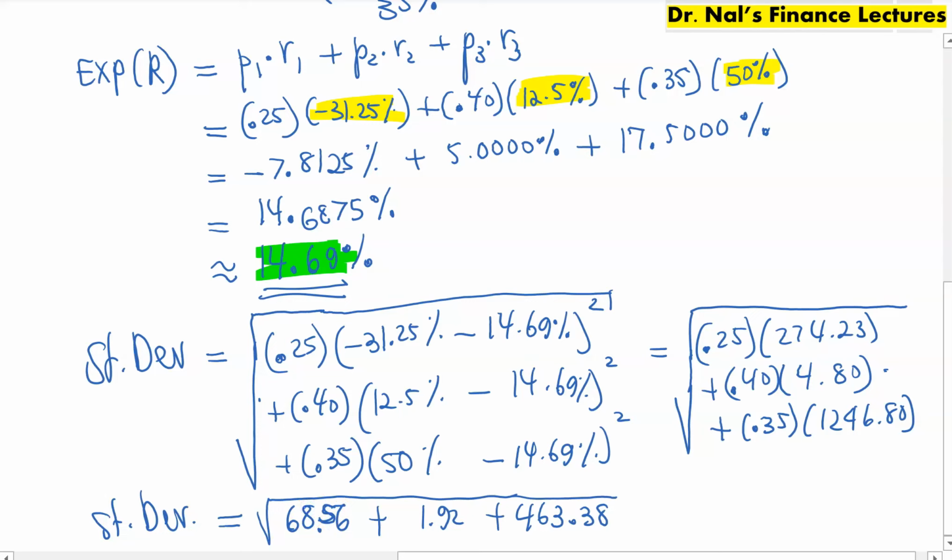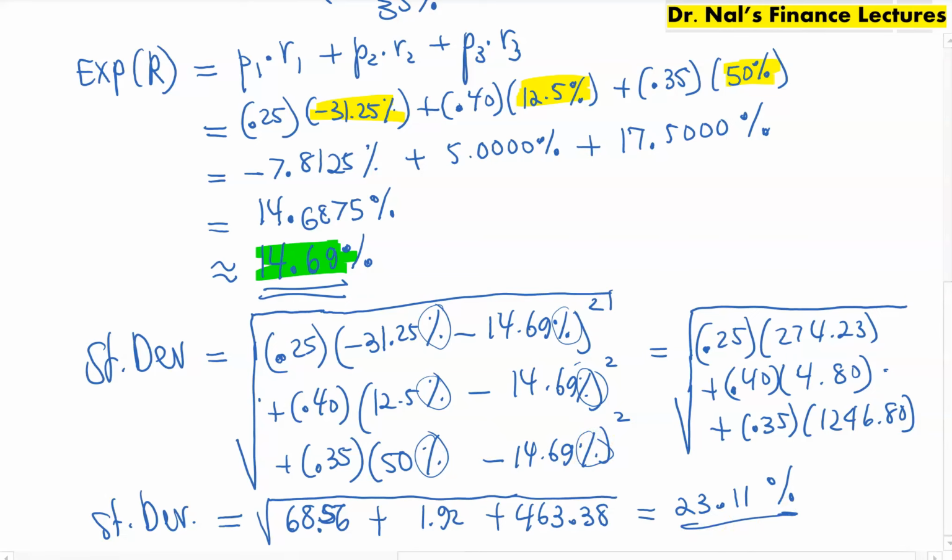When we add up these numbers, 68.56 plus 1.92 plus 463.38 equals, taking the square root, 23.11%. I reintroduced the percent sign. Initially I ignored them, and now I reintroduce it at the very end.